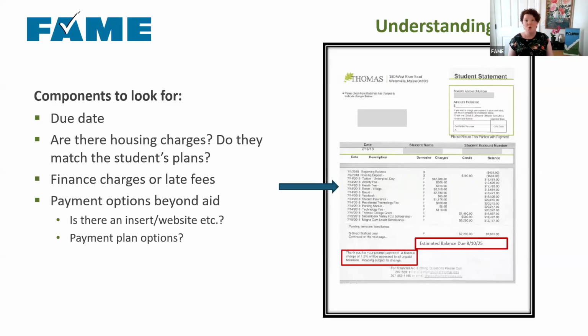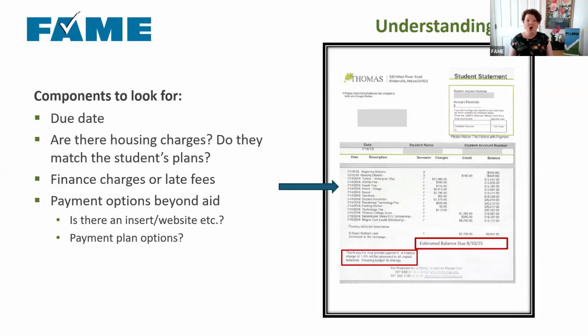Again, students might likely get this bill in the month of May, maybe early June, as soon as they register for classes. If they don't register for classes until July, then they're not going to get that bill until July.